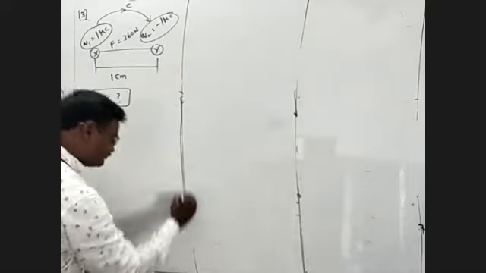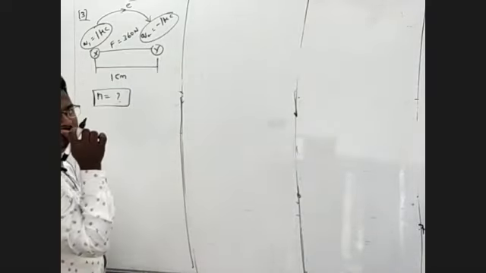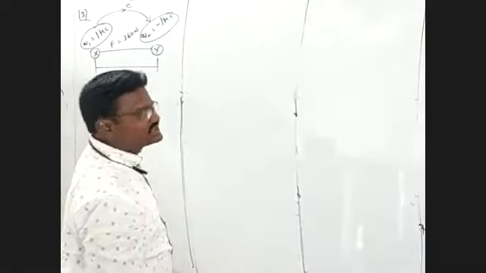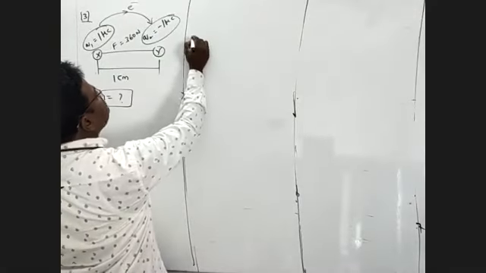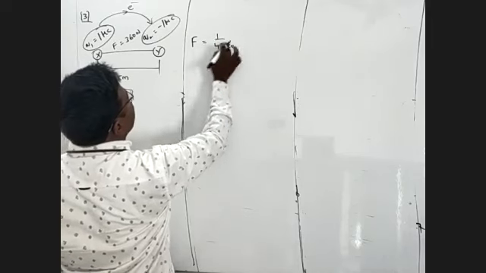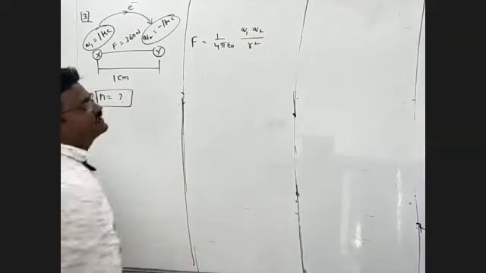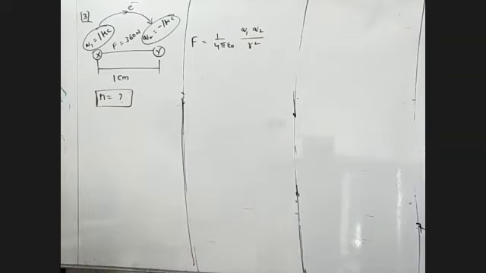First of all, we know the formula. This is a positive charge and this is a negative charge. Both are unlike charges, so they attract each other. Now, the electrostatic force between the two charges, according to Coulomb's law, is F equals 1/4πε₀ times Q1 Q2 divided by the square of the distance between the two charges. This is the general formula.